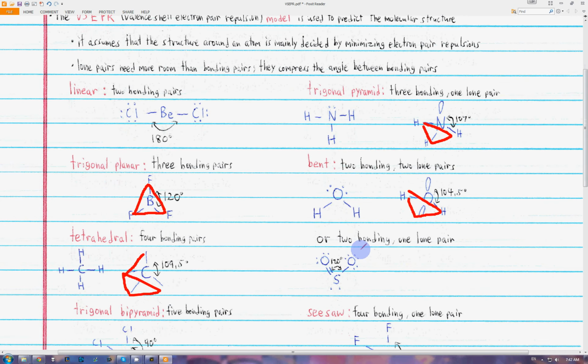So the other possibility of a bent structure is more like a trigonal planar arrangement, where one of these bonding pairs is taken up by a lone pair. So you can see the angle between them is 120 degrees, just like in trigonal planar. The only difference is that one of these bonds is taken up by a lone pair.